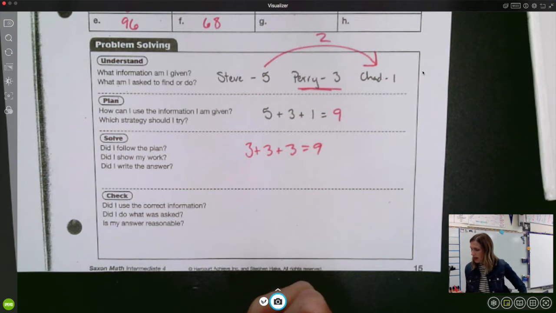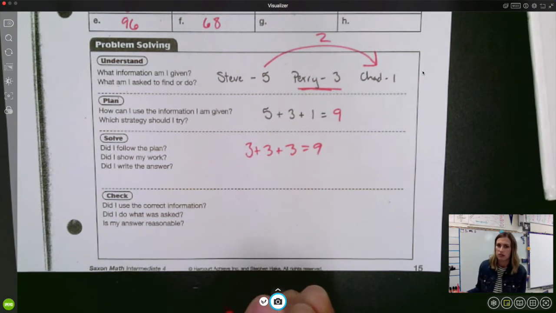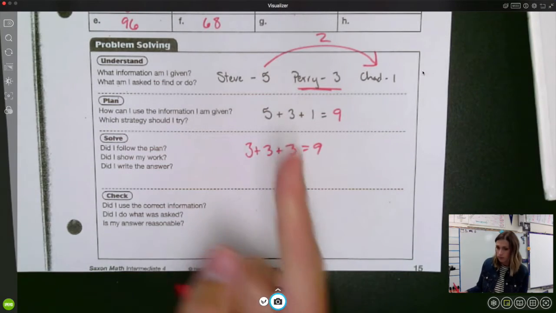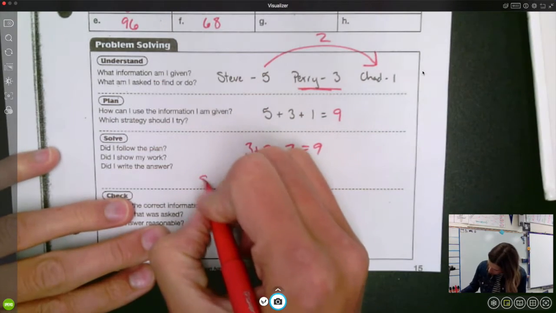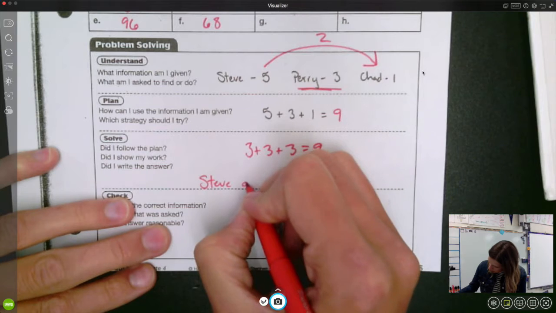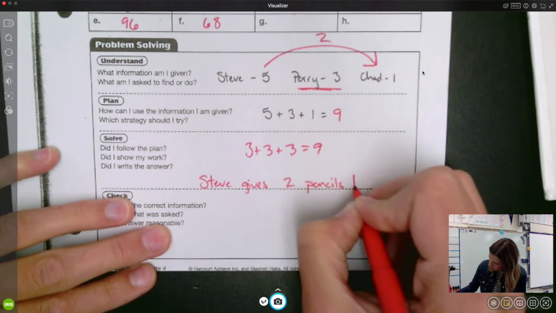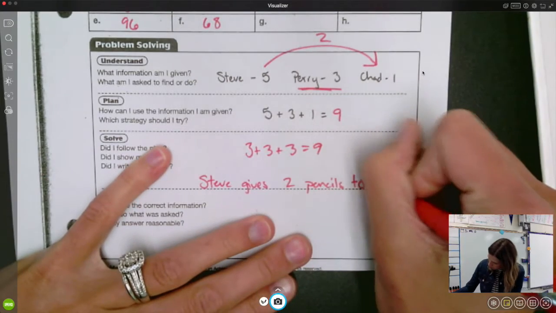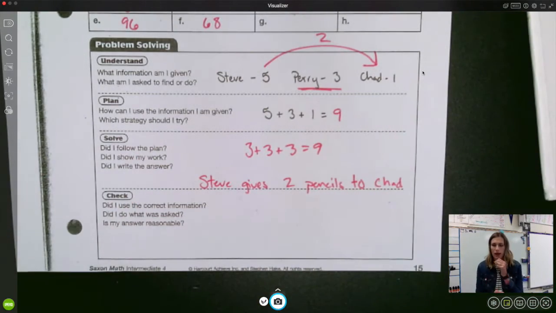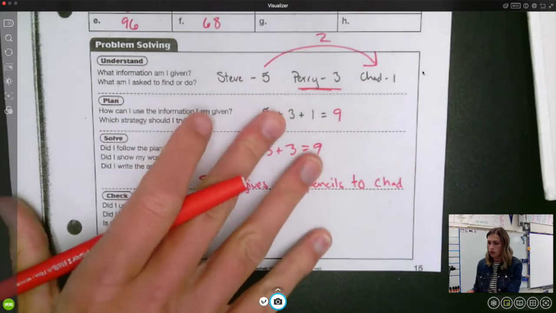The question says, how can one boy give another boy some pencils? Well, who gave away pencils? Steve. So Steve gives 2 pencils to Chad. Man, I wish we were in school normally so I could share pencils with you. But Steve was doing it for us. Gave 2 to Chad. He's all ready to go. That should complete your power-up for today. You're all ready to go for your math lesson.